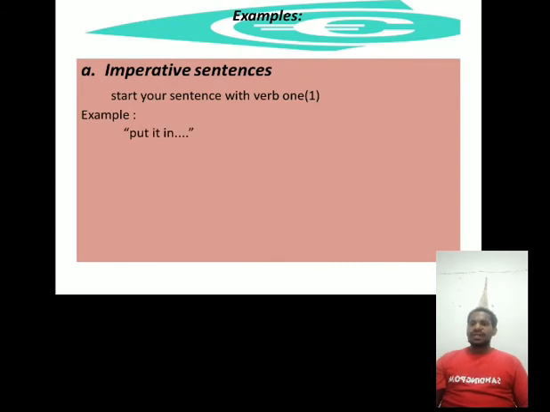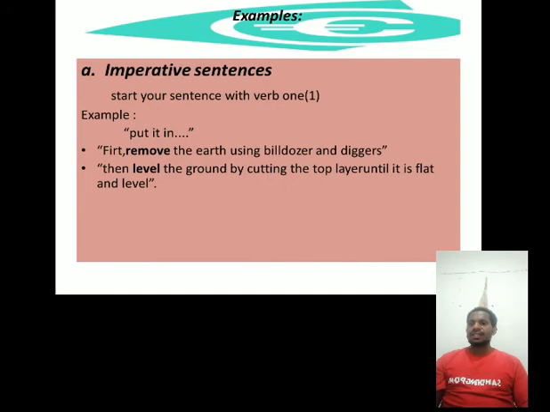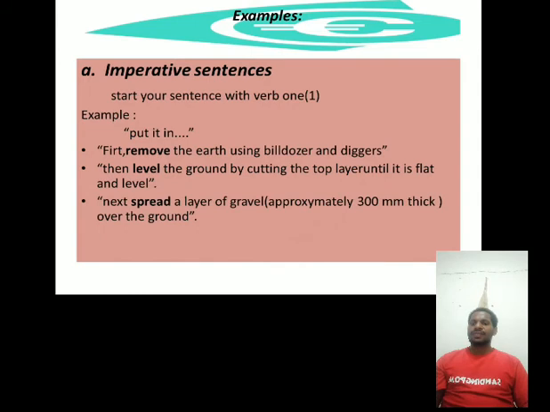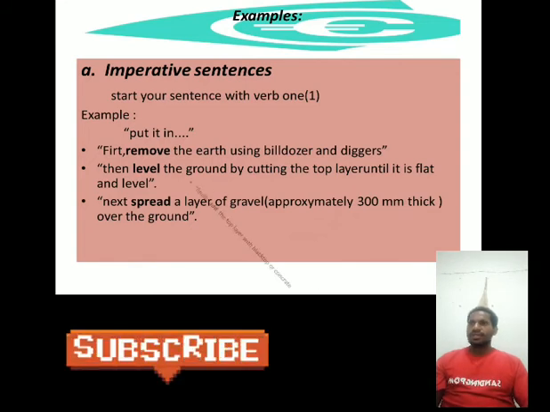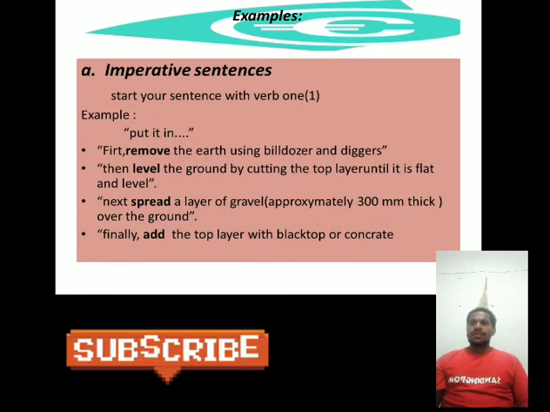Example. Put it in. First, remove the earth using bulldozers and diggers. Then level the ground by cutting the top layer until it is flat and level. Next, spread a layer of gravel approximately 100 thick over the ground. Finally, add the top layer with blacktop or concrete.